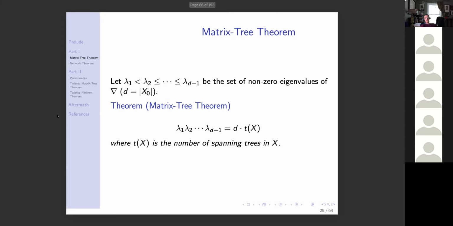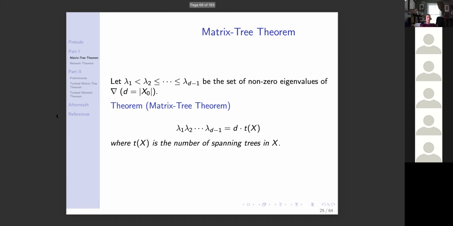And d is the number of eigenvalues of the matrix, including 0, right? So it's actually also the number of vertices. So d is the number of vertices of my graph. In other words, the product of the non-zero eigenvalues is equal to the number of vertices times the number of spanning trees in X. Okay, so that's the matrix tree theorem.